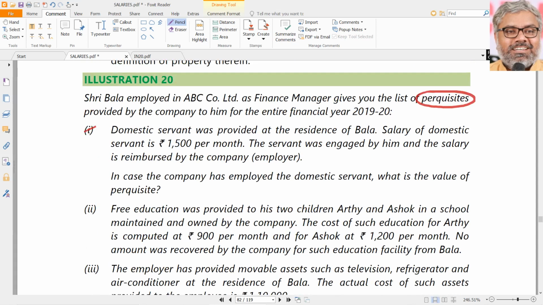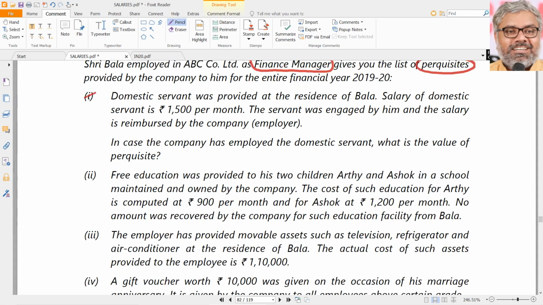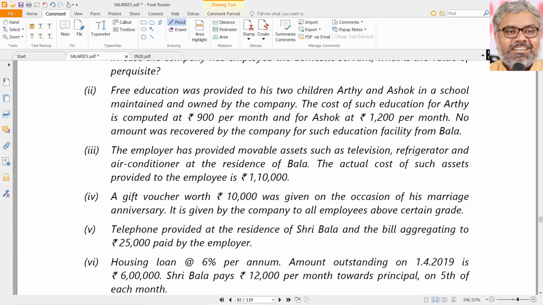We don't know the other details, but looking at the designation of Bala being a finance manager, we cannot assume that he is getting a salary of less than 1 lakh rupees per annum. That would be ridiculous. If he is a specified employee, then the entire amount will be taxable. If he is not a specified employee, nothing would be taxable in respect of this. Since the first case says it is the obligation of the employee met by the employer, how much will be taxable? 18,000 rupees will be taxable. That is the first point. Second, free education was provided to his 2 children, Aarti and Ashok, in a school maintained and owned by the company.